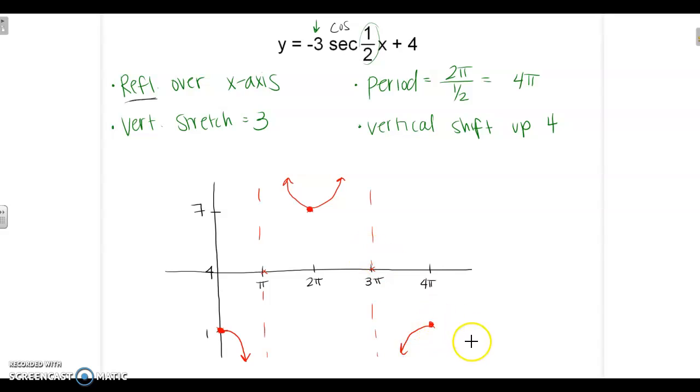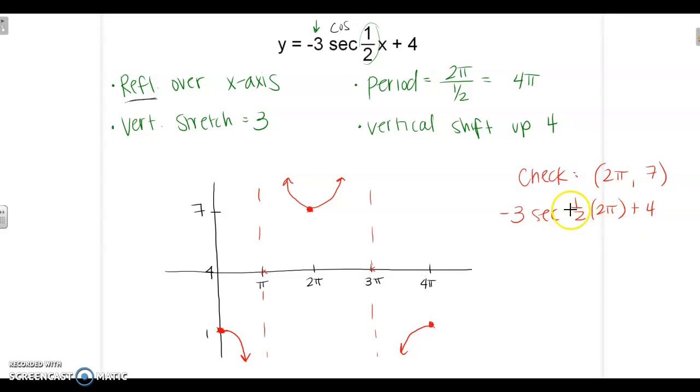Now, you can draw in this side of that parabola and this side if you want, but you don't have to. This is considered to be a full period. If we want to check, just plug in a point. So for example, you could plug in 2 pi and make sure that you get out 7. So -3 times the secant of 1/2 times 2 pi, and then plus 4.